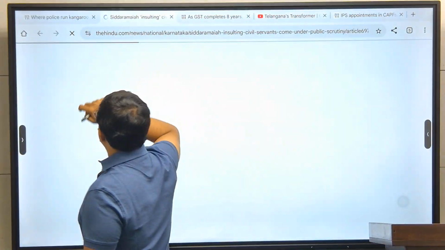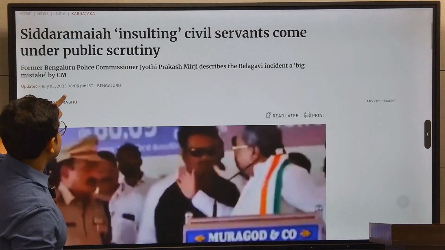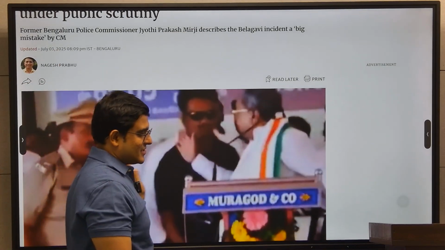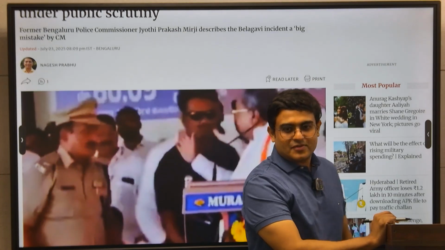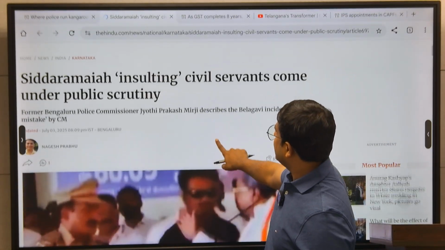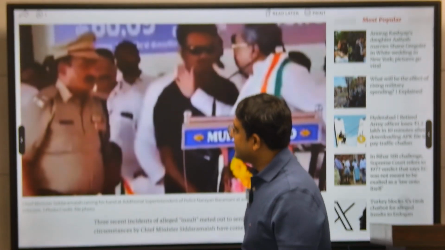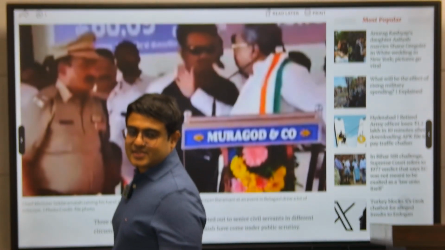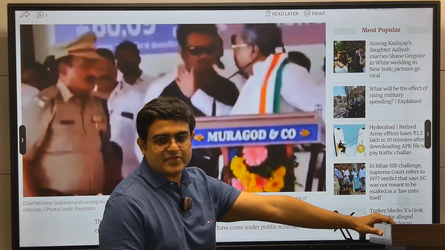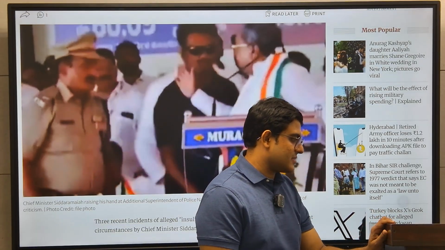See, in Karnataka, the chief minister, unfortunately, tried to slap a police personnel. Okay, so see, Siddaramaiah insulting a civil servant has come under public scrutiny. This brings to light, yes, you can connect with everything, that morale and motivation, as we discuss in how it will affect the morale and motivation of the police administration.